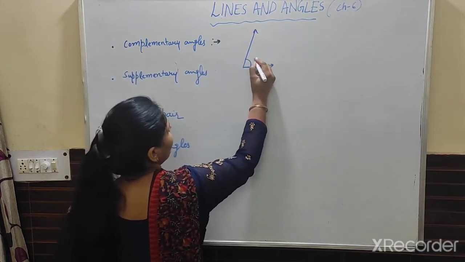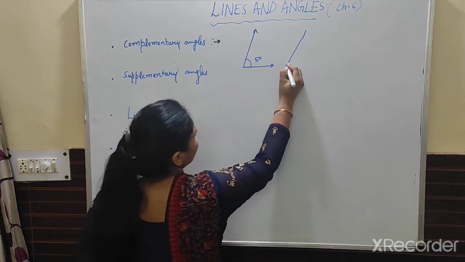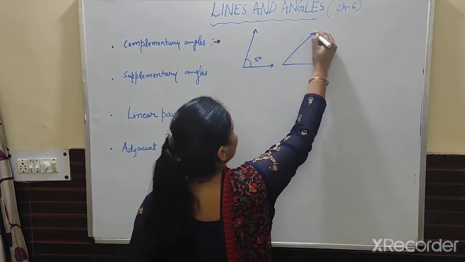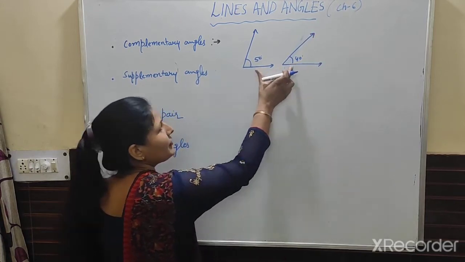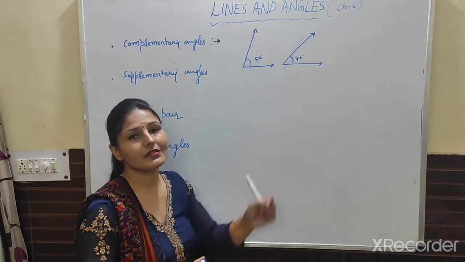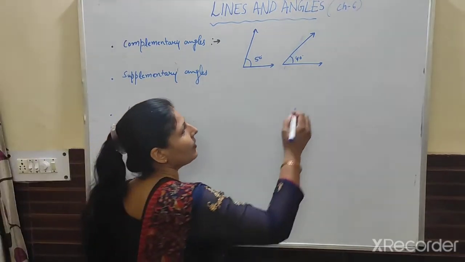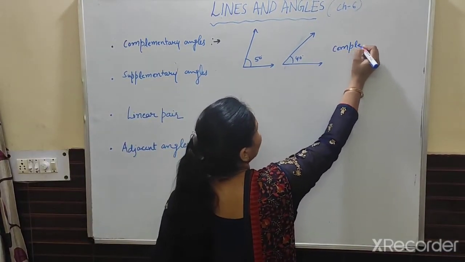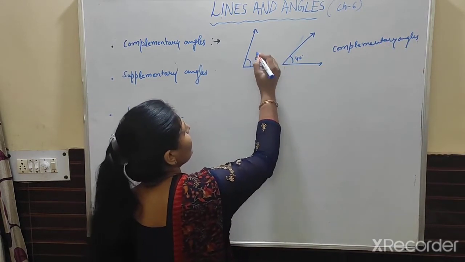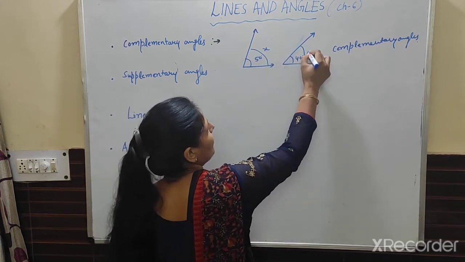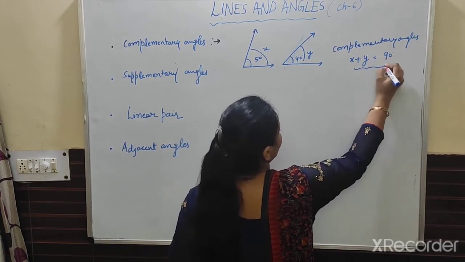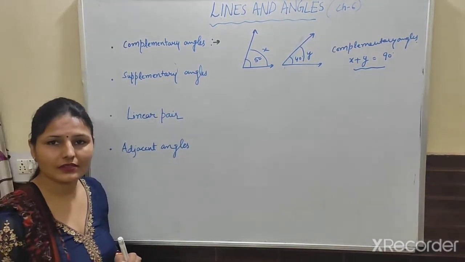suppose it is 50 degrees and 40 degrees. The sum of these angles is 50 plus 40, 90 degrees. It means these two angles are related to each other. They are called complementary angles. Or in a general way, you can say when any angles x and y have a sum equal to 90 degrees, then they are called complementary angles.